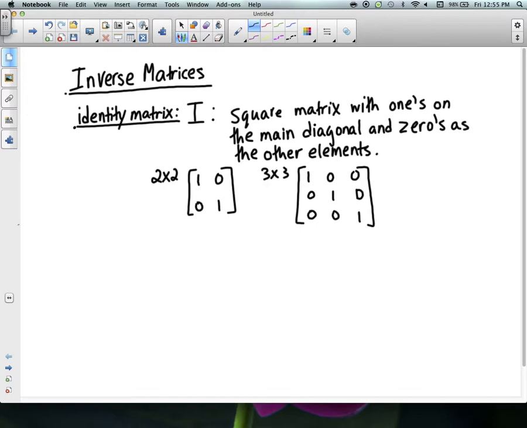So main diagonal again, top left to bottom right. The important thing when we're finding an inverse is that if you multiply a matrix by its inverse, you're going to get the identity, and vice versa.